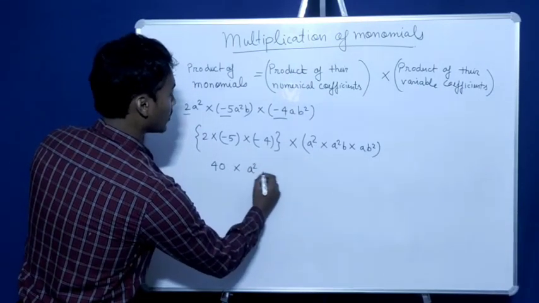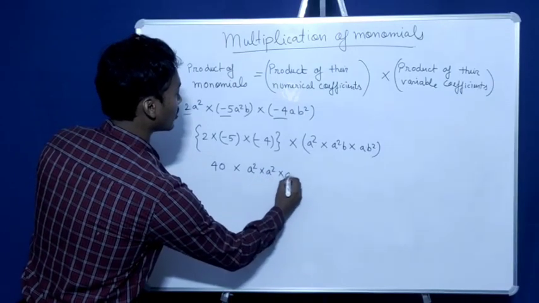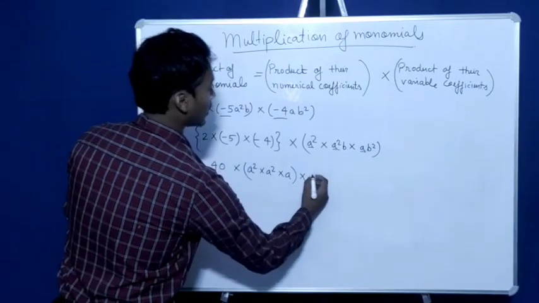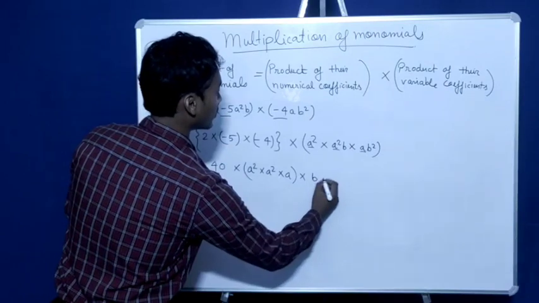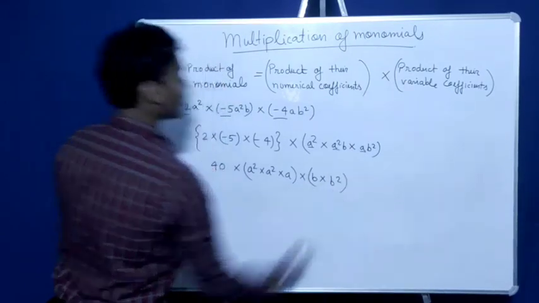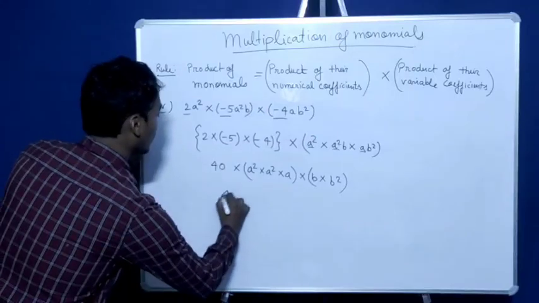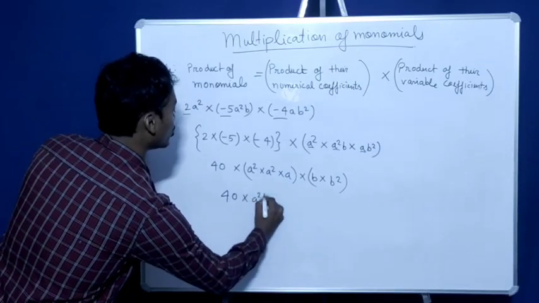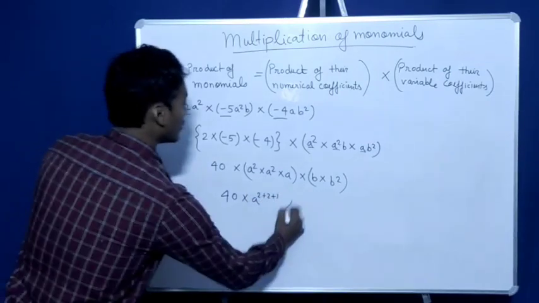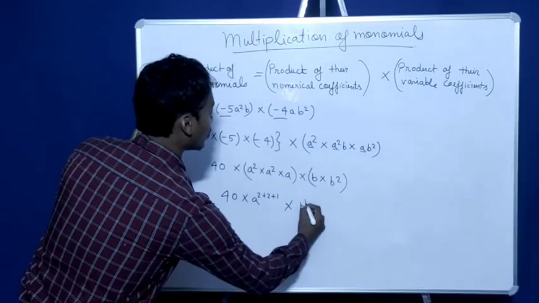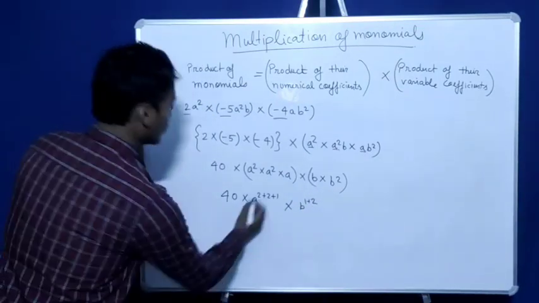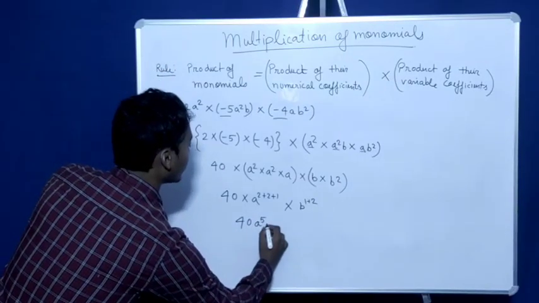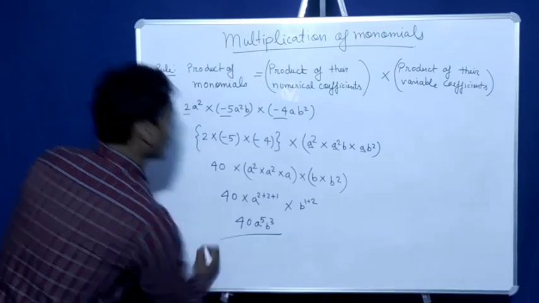So let's take a square first, a square times a square times a. So a square and a, then multiplied by the next variable coefficient, that is b, b times b square. So 40 times a raised to the power 2 plus 1 multiplied by b raised to the power 1 plus 2. So the answer will be 40 a raised to the power 5 b raised to the power 3.